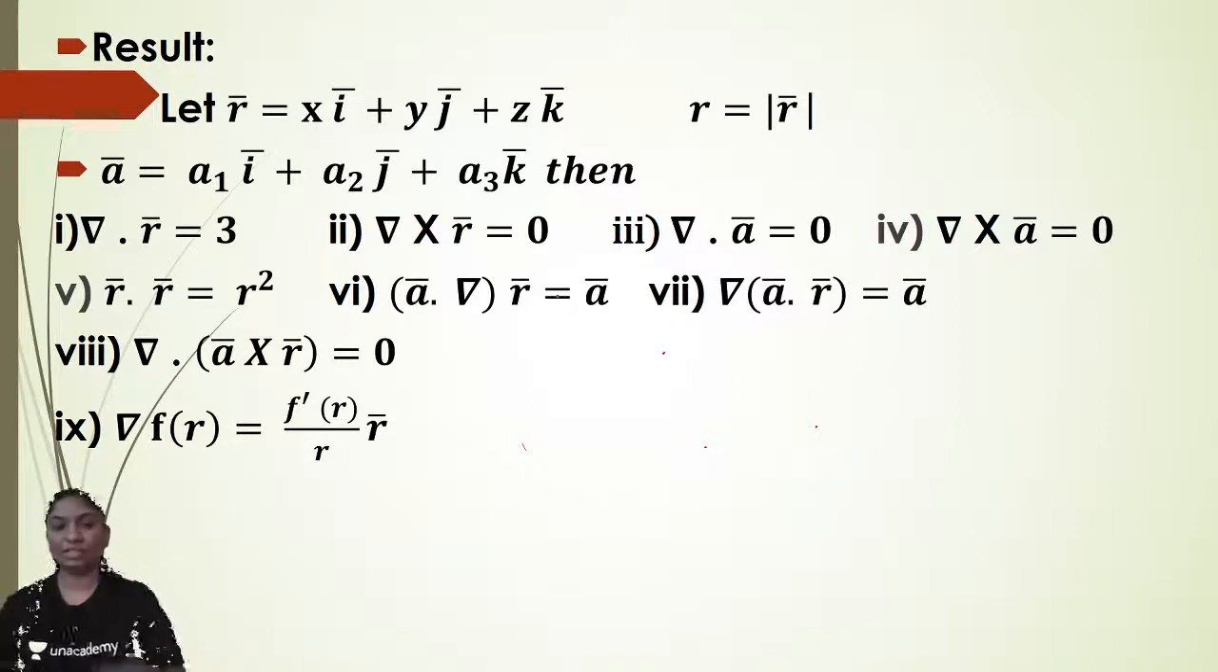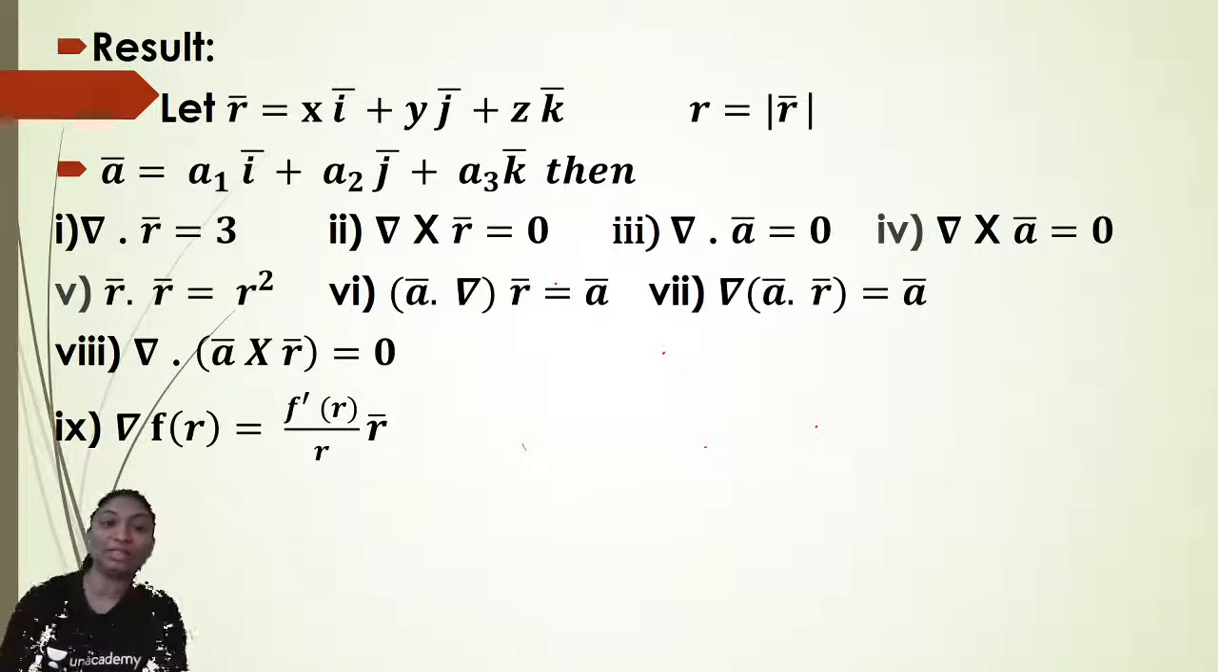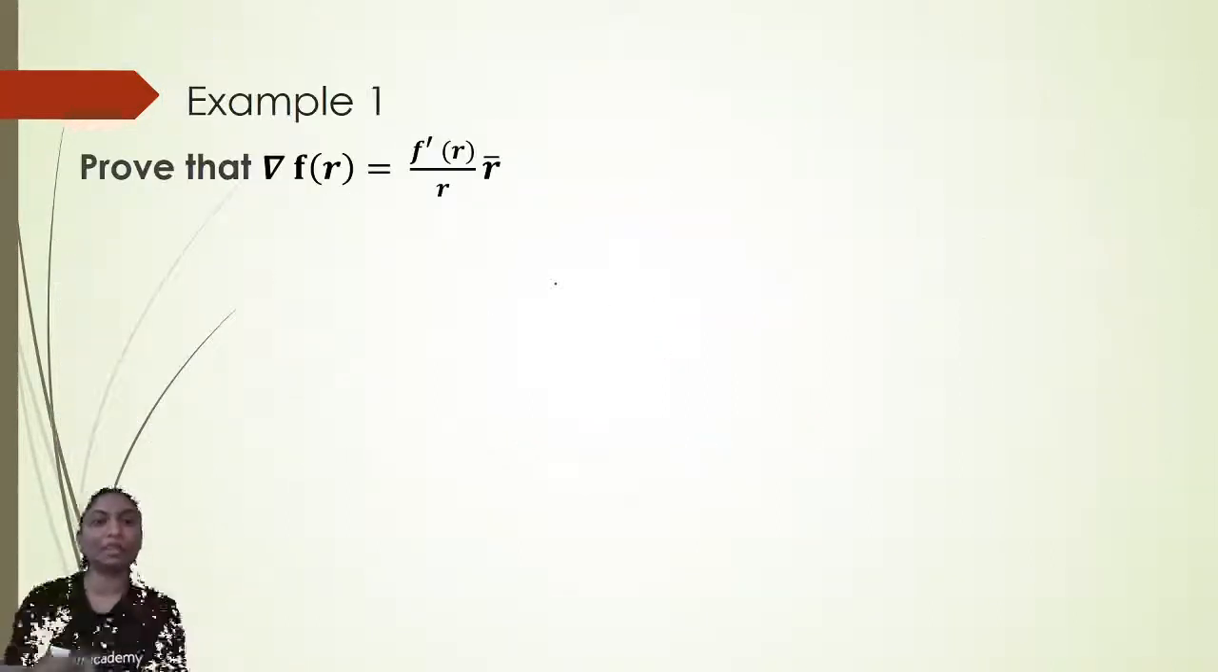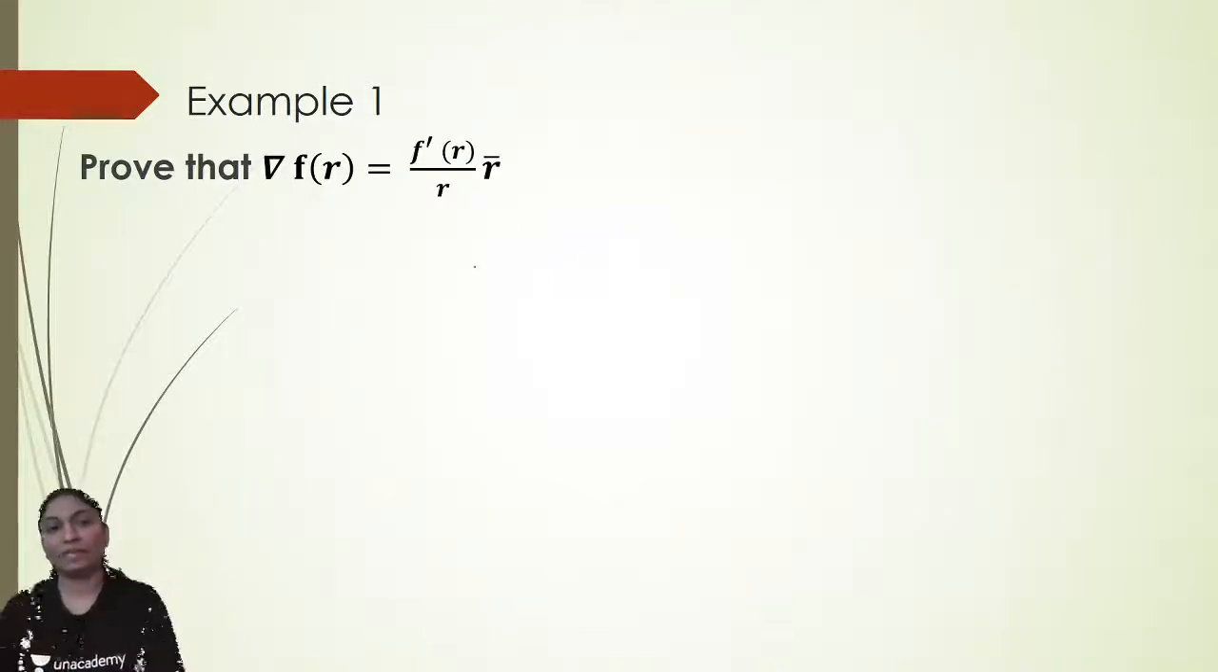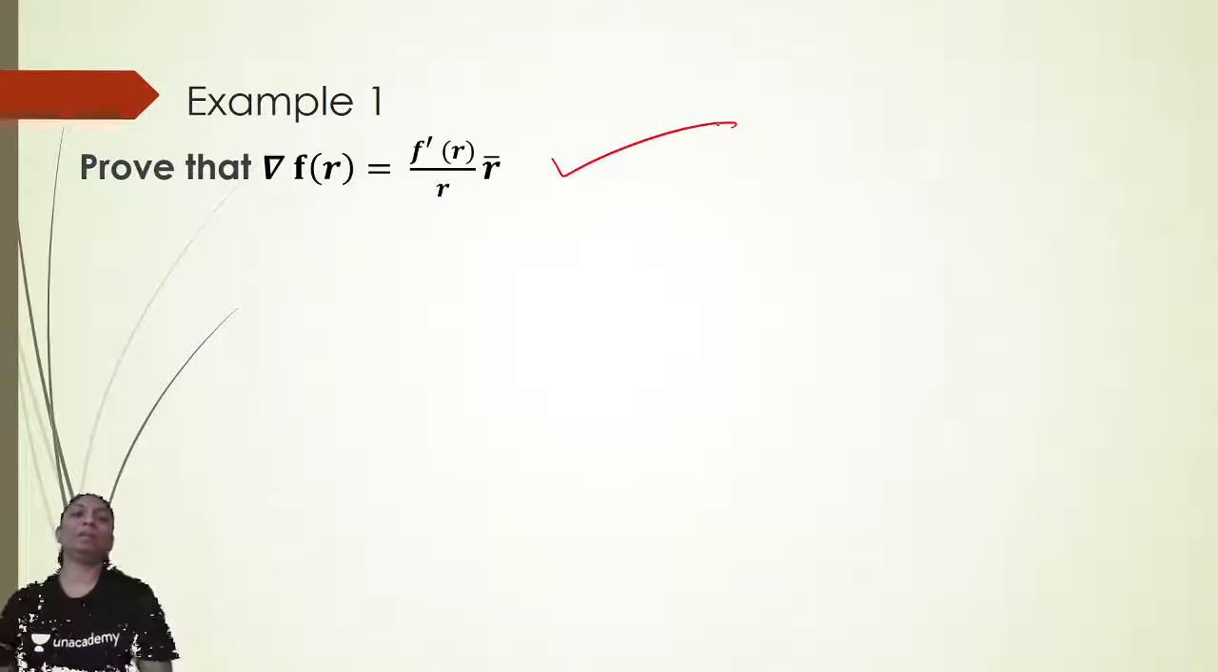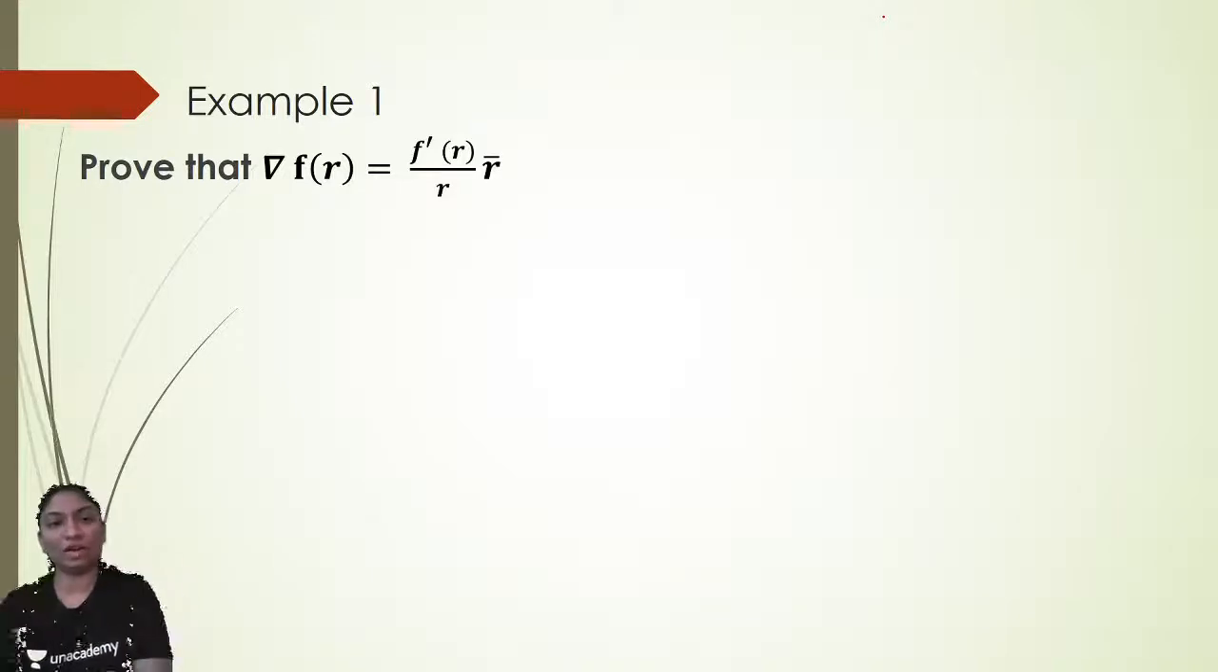Okay, now we will see how to elaborate this identity. Now see the first example. So del of f of r is equal to f dash of r upon r into r bar. Many times we will use this to solve the other identities. So this is the basic result of your vector identities here. Now we will see how to operate it. So f of r means it is a function of r. Right? So we will write here del of f of r is equal to f dash of r upon r into r bar.